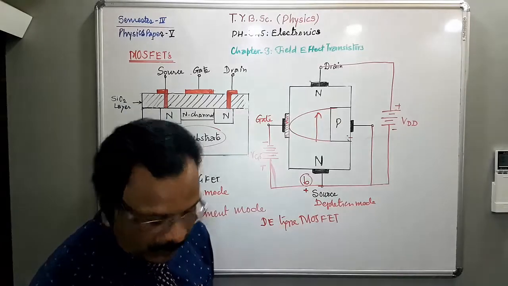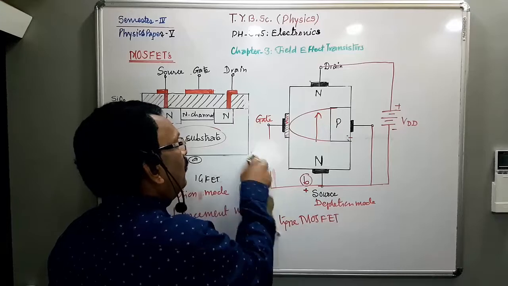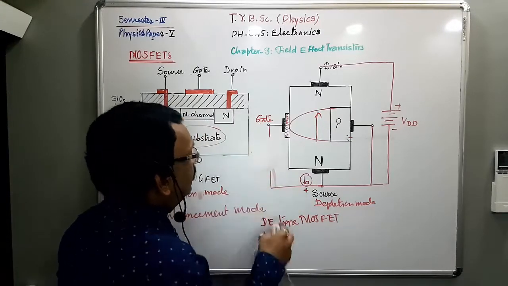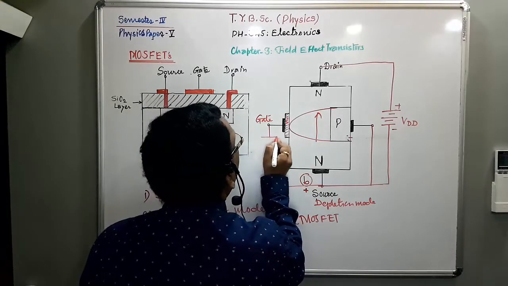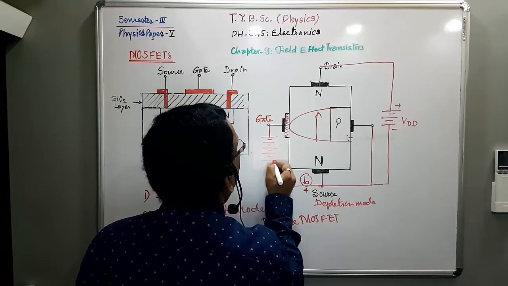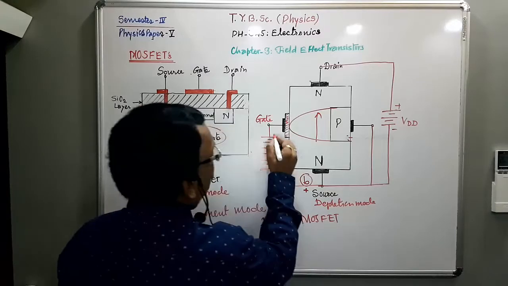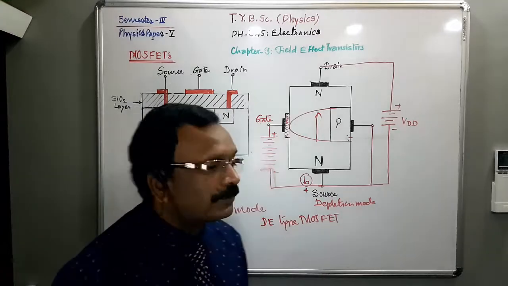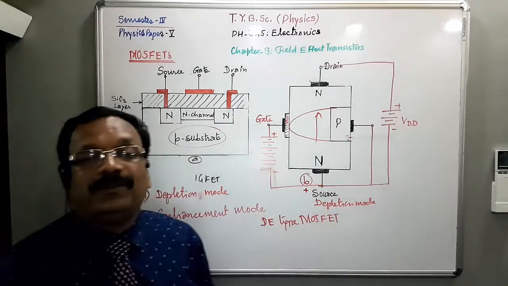Okay. First of all, we are going to see the enhancement mode. Simply we connect the positive terminal of the battery to the gate. Positive terminal of the battery to the gate. This is the high potential battery. See here. This is the enhancement type.